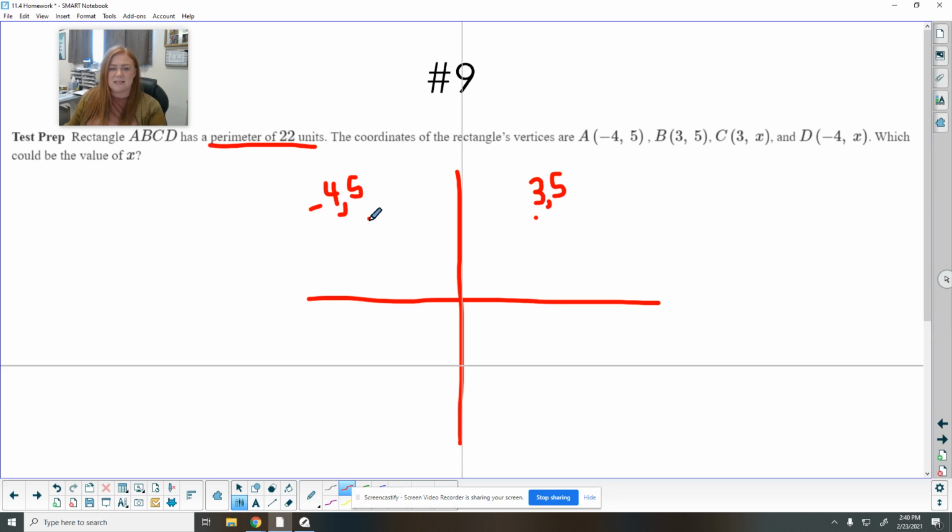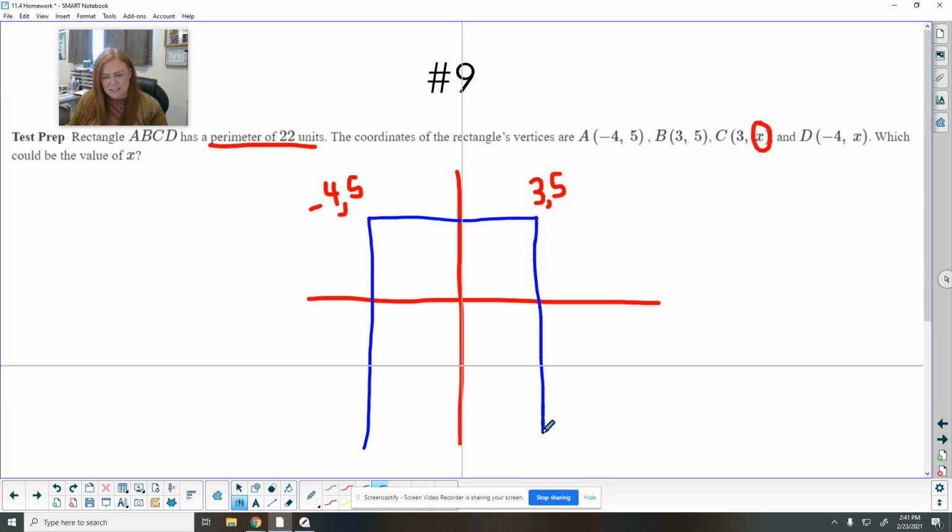So I can see these are on the same line. They both went up 5. Then we have one that goes over 3 somewhere. We don't know that one. And we have one that's over -4. So I do know it's going to be in line with this. Let me do that in a different color. So I know these will connect. And I know this has got to go straight down. And this one has to go straight down. But I'm not sure where they're going to connect yet.